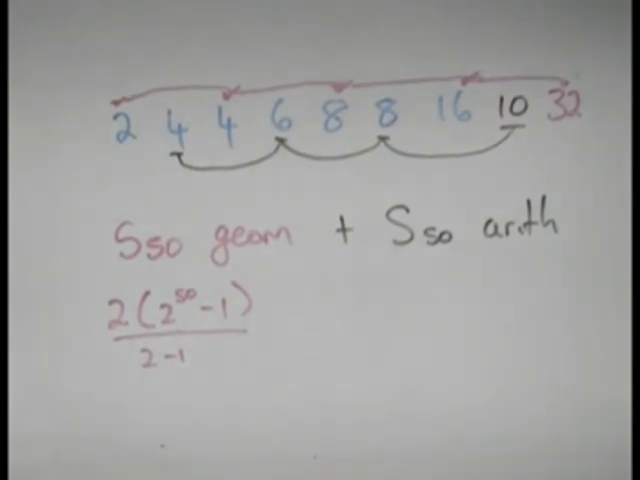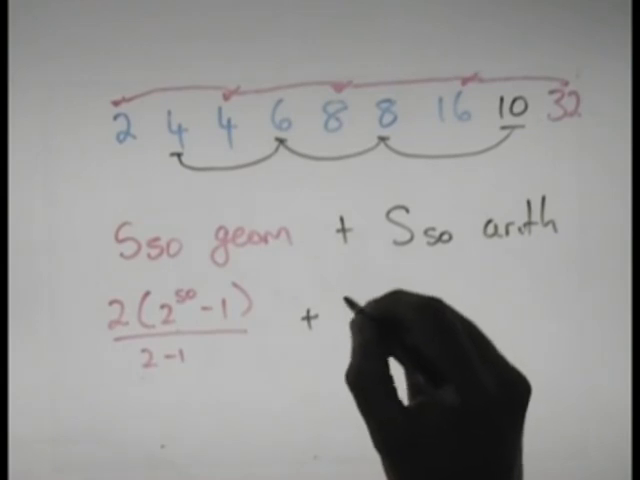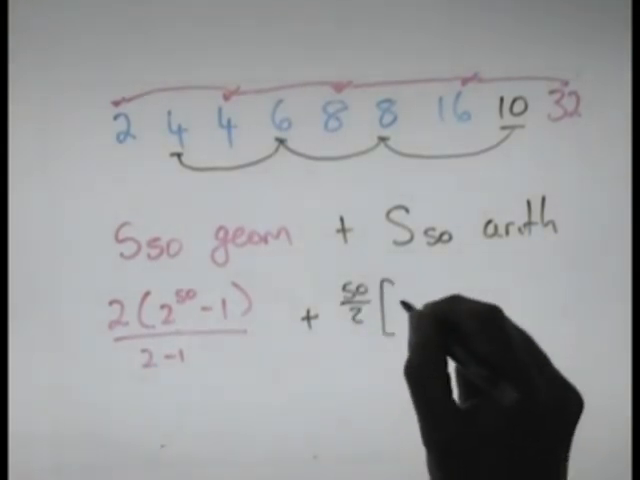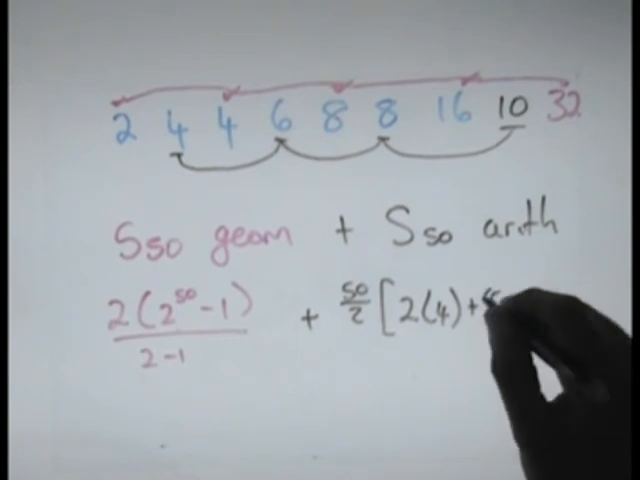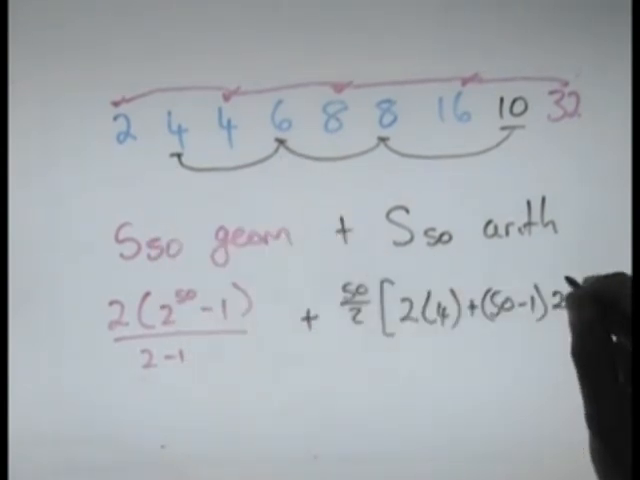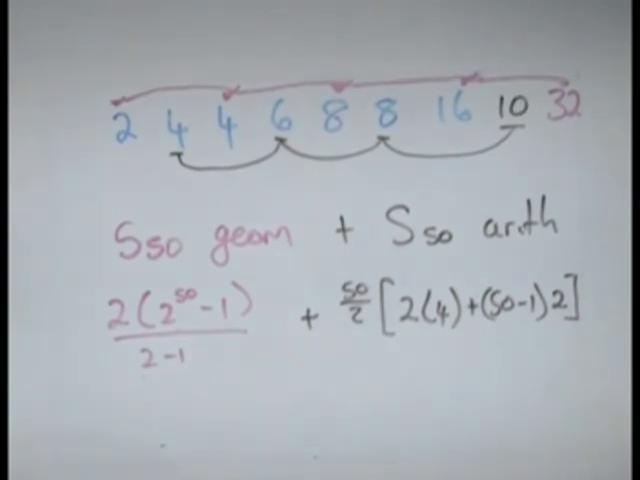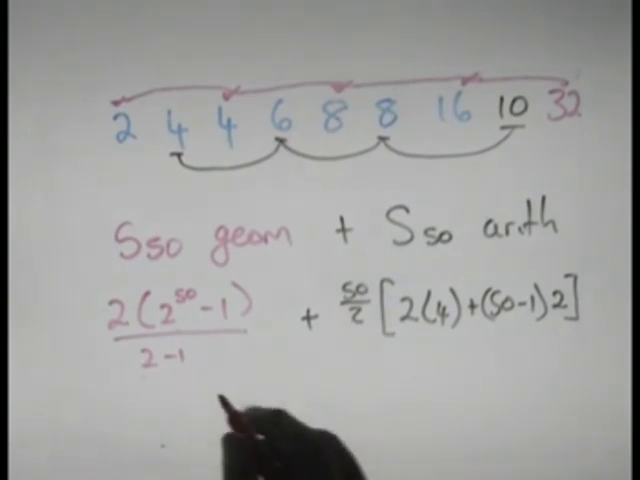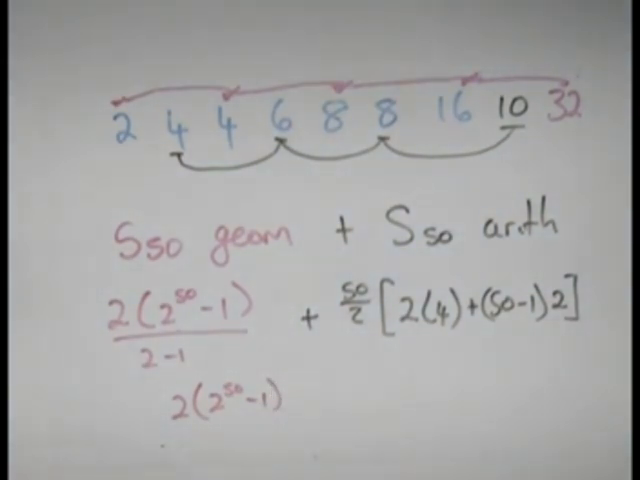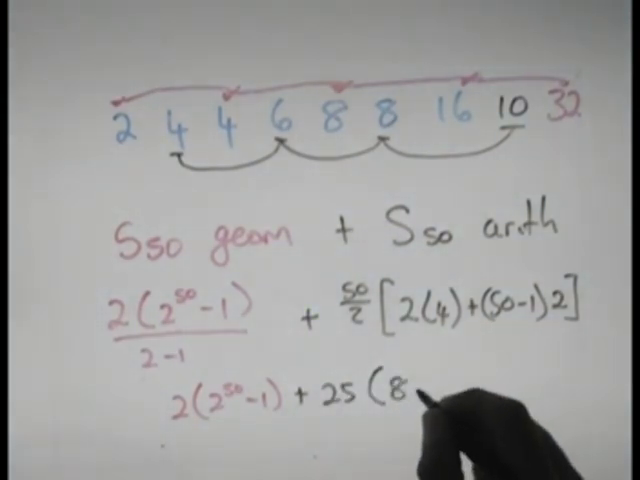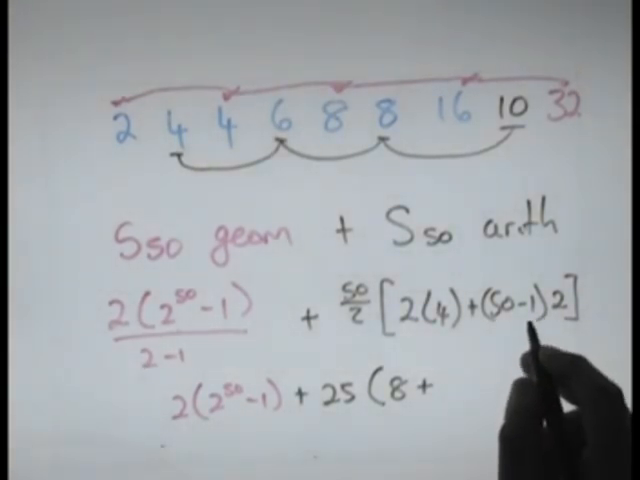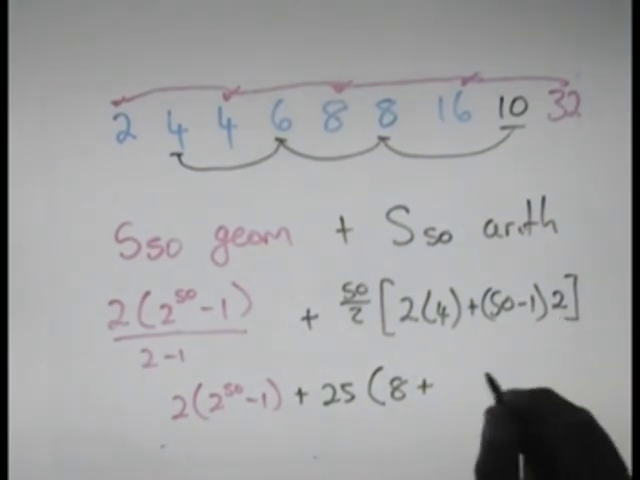To that we have to add the sum of 50 terms. Sn is equal to n over 2 multiplied by 2a plus n minus 1 times the common difference of 2. 2 minus 1 is 2, so that just leaves us with 2 multiplied by 2 to the power 50 minus 1 plus 50 over 2 is 25. 2 times 4 is 8 plus 50 minus 1 is 49. 49 multiplied by 2 is equal to 98.